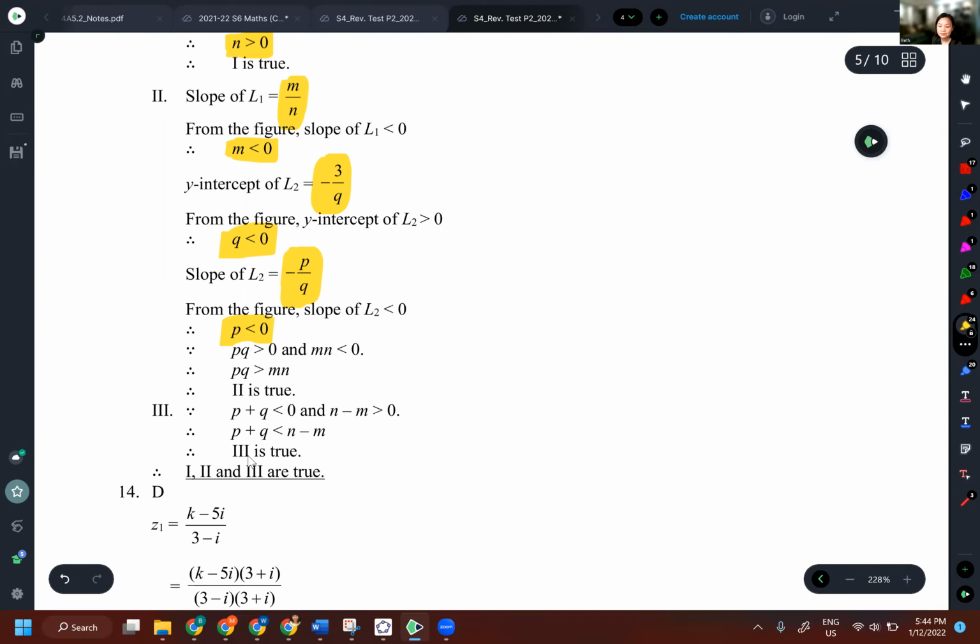The last one is based on the signs of P, Q, and N separately. You cannot find P plus Q, but you can know P, Q, M, N separately. And you will know that since P and Q are both negative, their sum must be negative. And then M minus N must be positive because one is positive, the other one is negative. A positive number minus a negative number must be positive. Therefore, the third one is true as well. All statements are true.